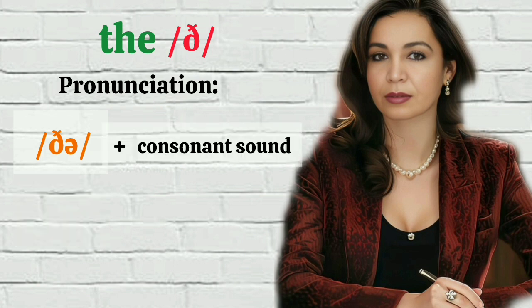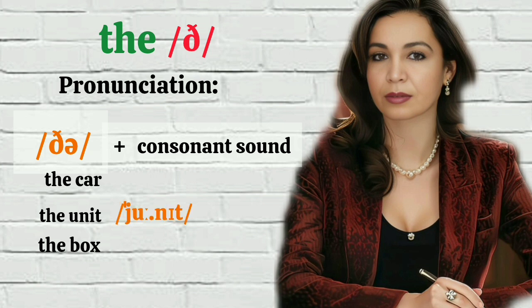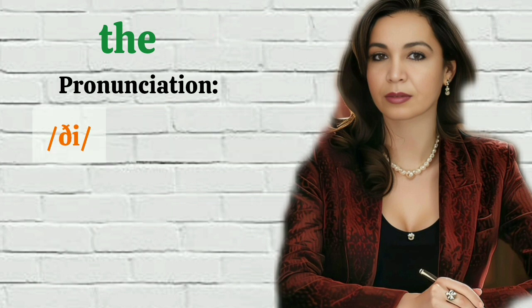We use the before a noun that starts with a consonant sound. The car, the unit, the box. The u in unit is a consonant sound because it sounds like yoo. No doubt, it is written with a vowel letter, but the pronunciation and the sound is a consonant. Unit. So now you can guess when we use thee.